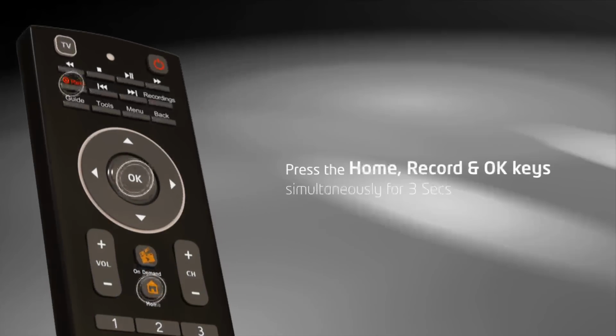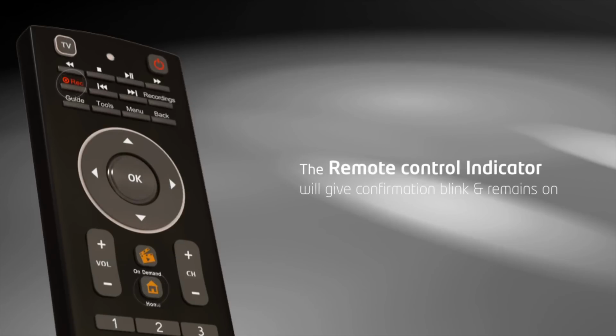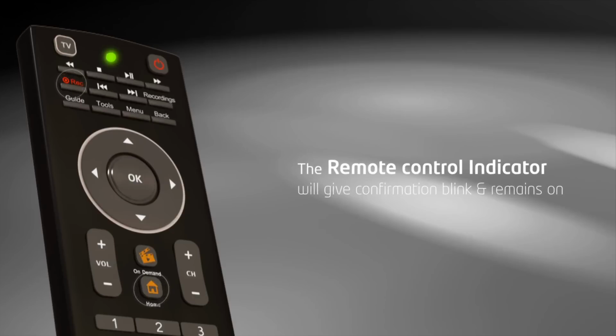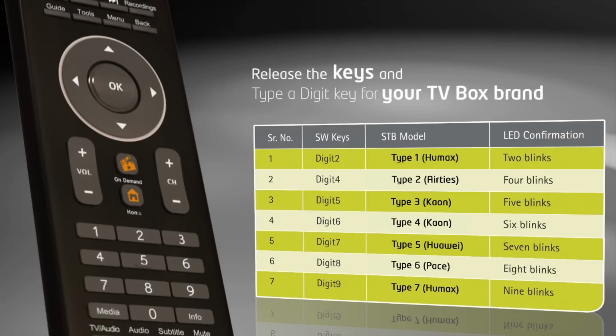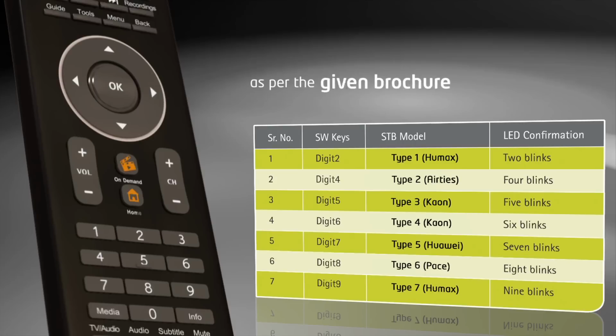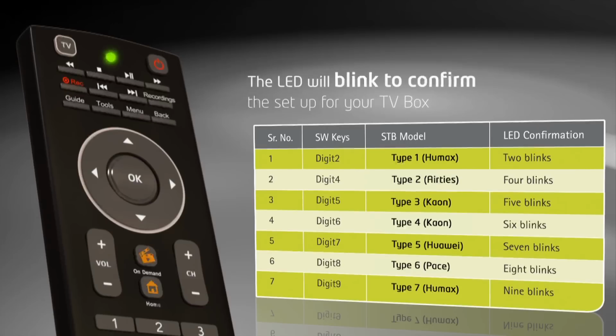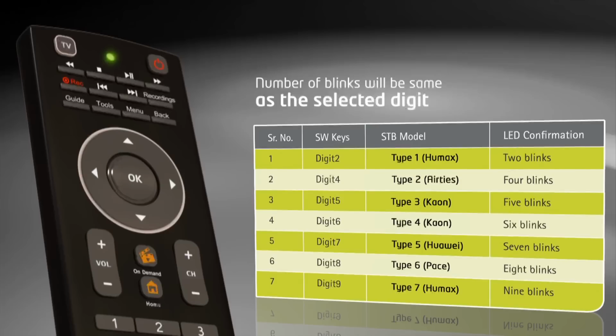Setting up your remote for your TV box. Press the home, record, and OK keys simultaneously for 3 seconds. The remote control indicator will give a confirmation blink and remains on. Release the keys and type a digit key to select the default code for your TV box brand as per the given brochure. For example, for type 1 TV box, enter digit 2. There you go. The light indicator will blink to confirm that remote has been set up for your TV box. The number of blinks will be the same as the selected digit.